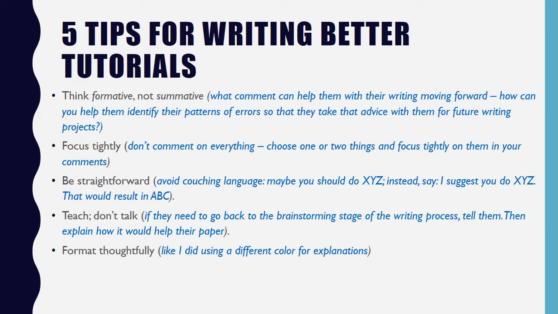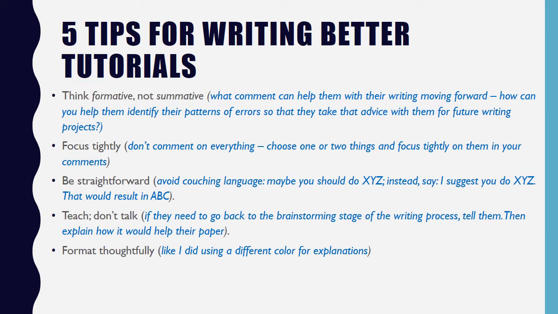You want to be straightforward. So avoid any type of couching language. Couching language is like, maybe you should consider doing this. Instead, we're gonna avoid that type of couching language and instead be more specific. So instead of saying maybe you should do X, Y, and Z, instead say I suggest you do X, Y, and Z, and that would result in A, B, and C. So you're telling them exactly what you want them to do in a very clear way. They know that's what you want them to do, and you're not using language that could be ambiguous or confusing.